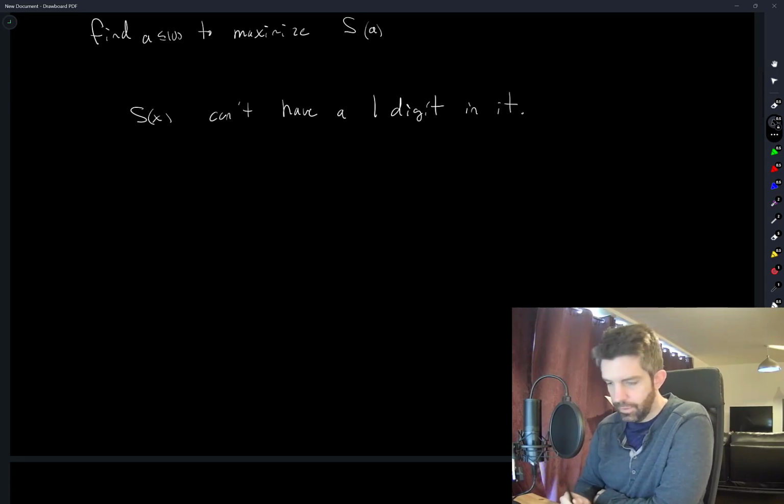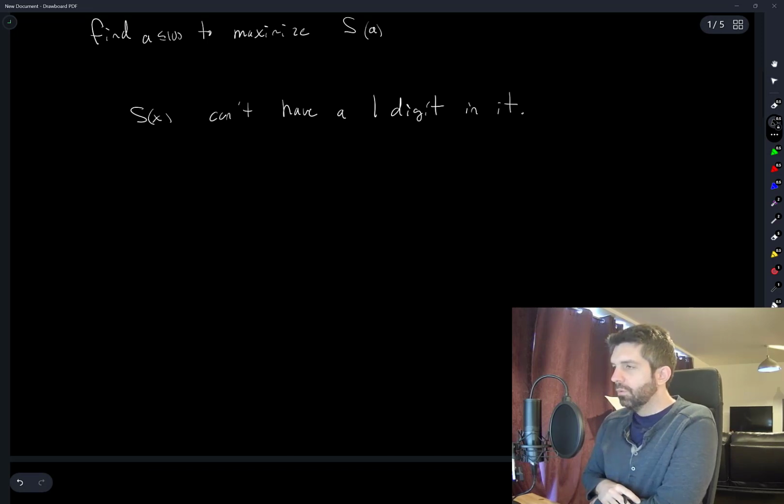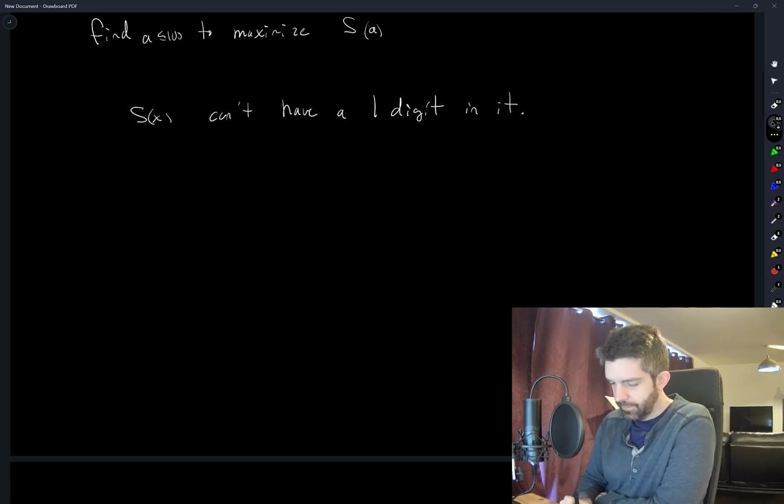So I want to maximize this number. I want to maximize S of X. We probably want a number also, x. X should have a lot of prime factors.